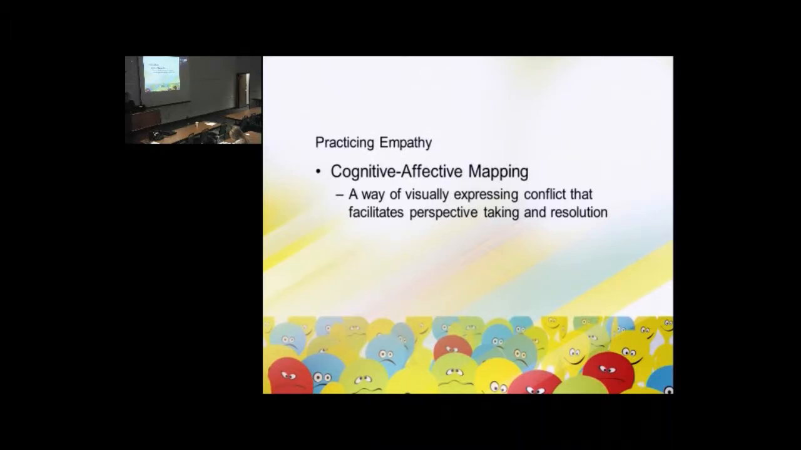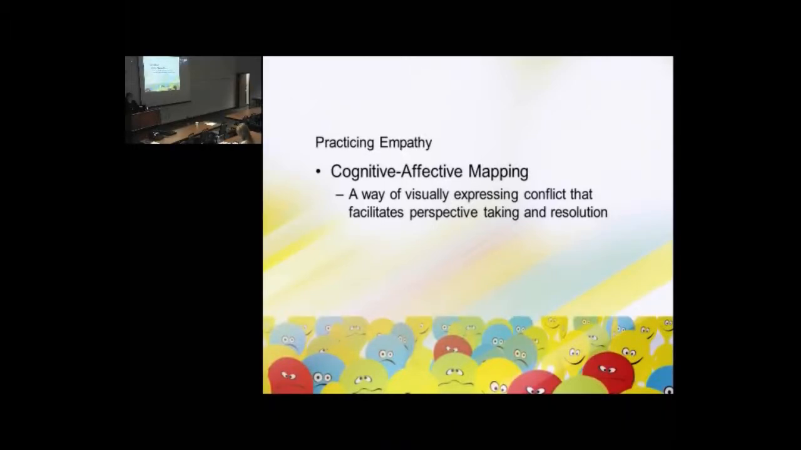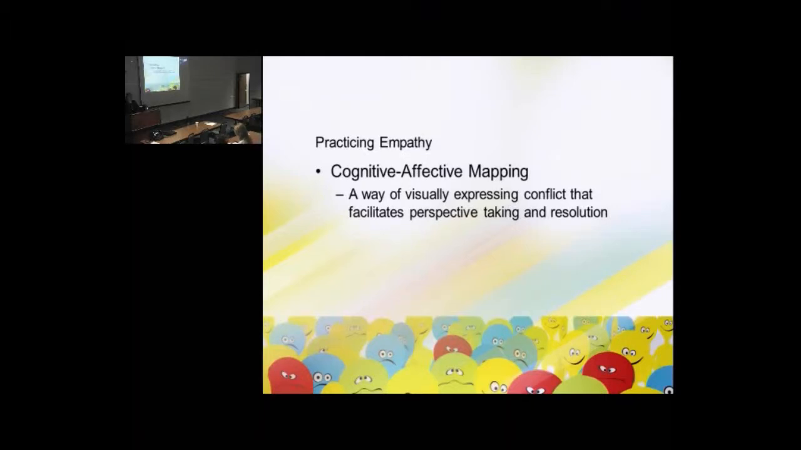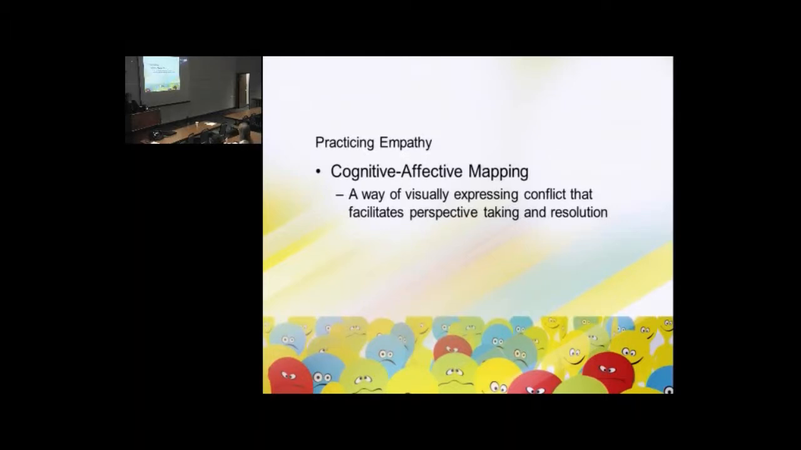This is called cognitive affective mapping. It is a way of visually expressing conflict, and a way that facilitates our ability to take perspective and come to a resolution of the problem. It is used both for interpersonal conflicts and at a more global level for political conflicts at times. They've even come up with software, and I have it on my computer, but it seems silly when you can just draw it out. But there are computer programs.